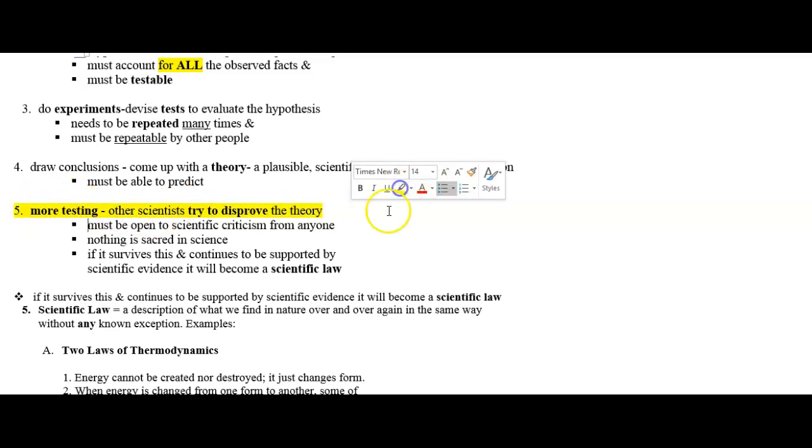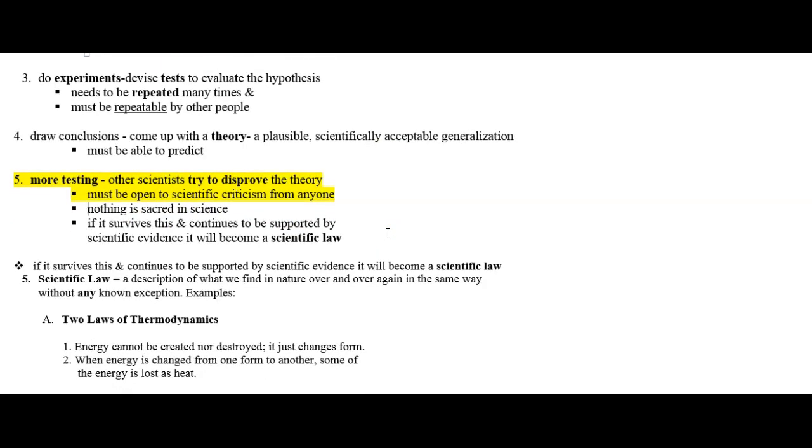Other scientists are trying to disprove the theory. Again, they have to be open to scientific criticism, especially nowadays. Everything is changing, more and more information, learning so many things. And then if it survives all that, then it becomes what we call a scientific law. And we do have a few of those. Usually the scientific laws have been around for like 100 years or so.